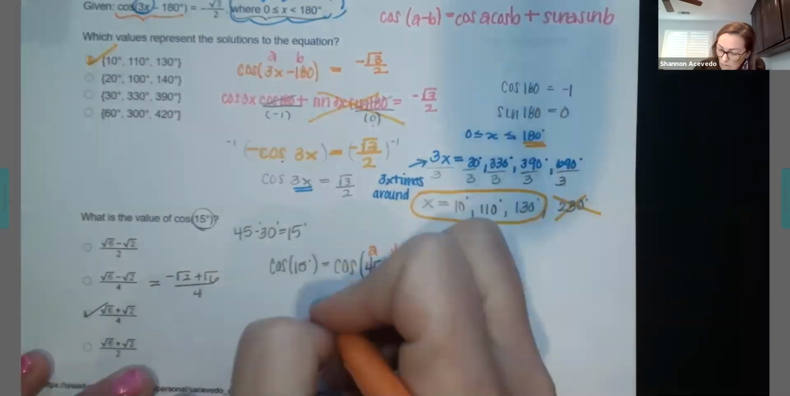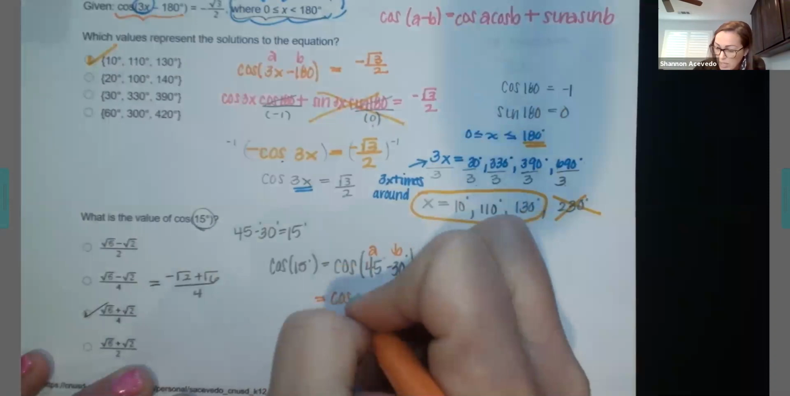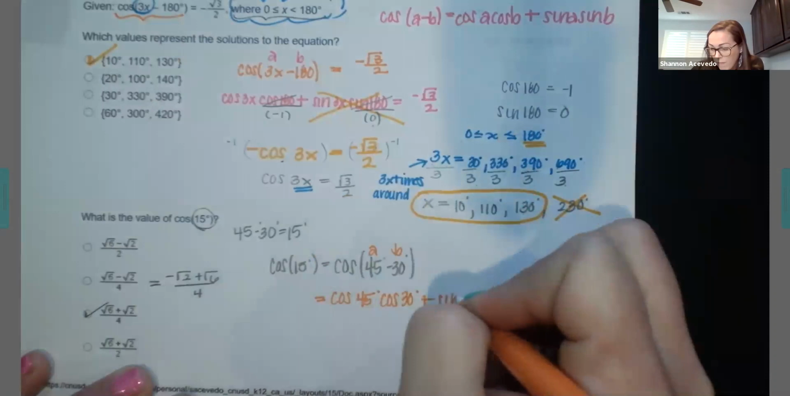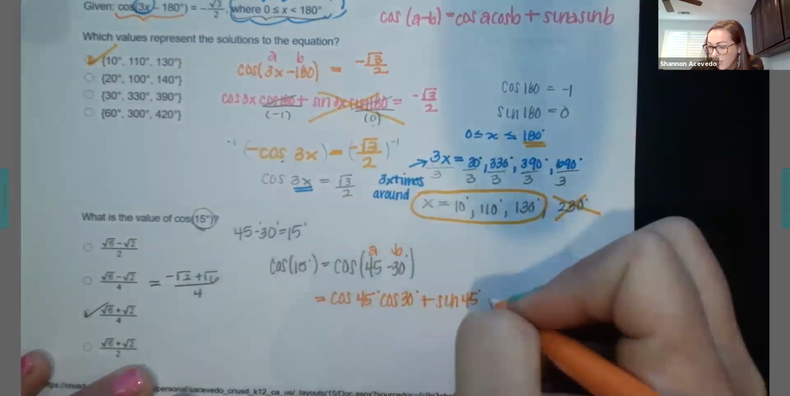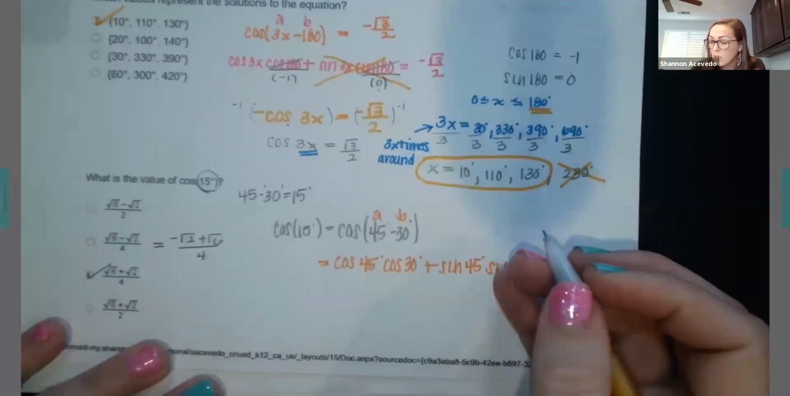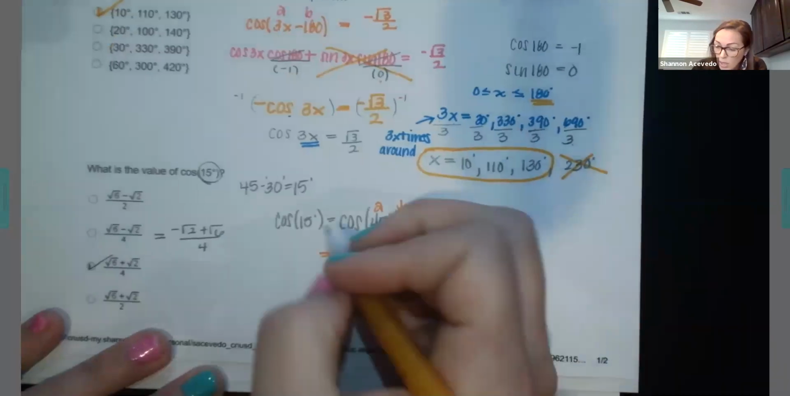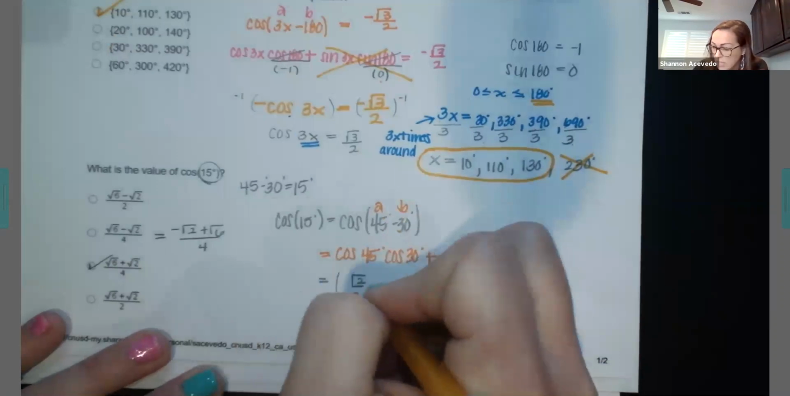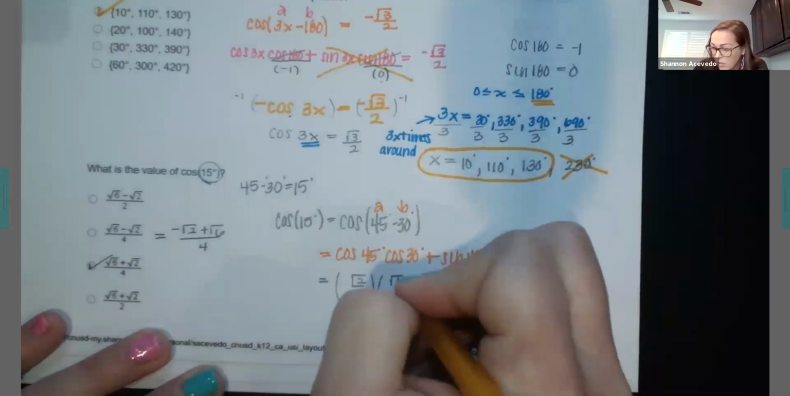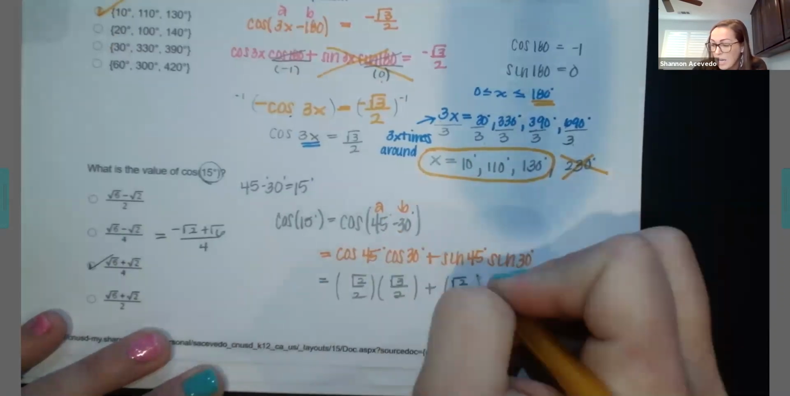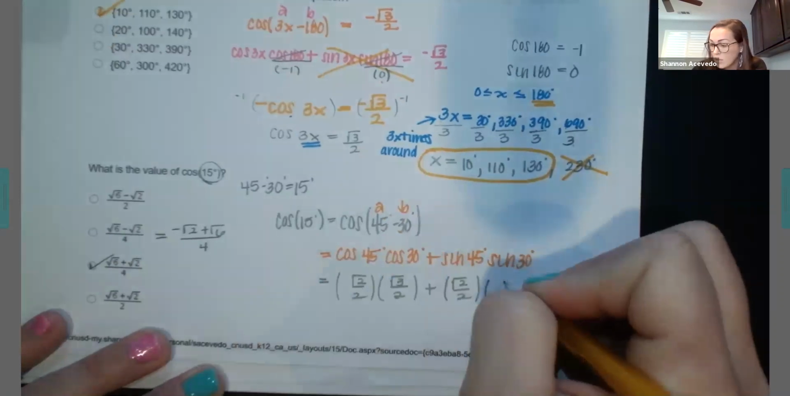And what this tells me is that I would have cosine of 45 degrees times cosine of 30 degrees plus sine of 45 degrees, sine of 30 degrees. And I would go to my unit circle. And all I need to do is look up these values on my unit circle. So these are values that are on the unit circle. Then it's going to be the square root of 2 over 2. Cosine of 30 degrees is the square root of 3 all over 2. Plus sine of 45 degrees is square root of 2 over 2. Sine of 30 degrees is 1/2.